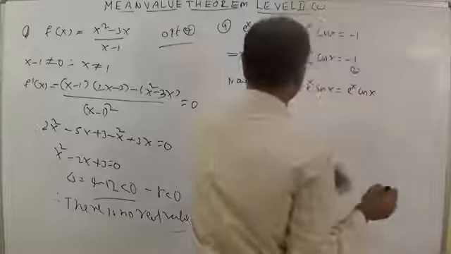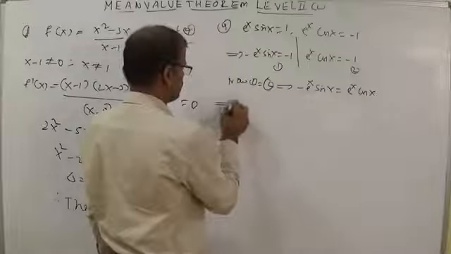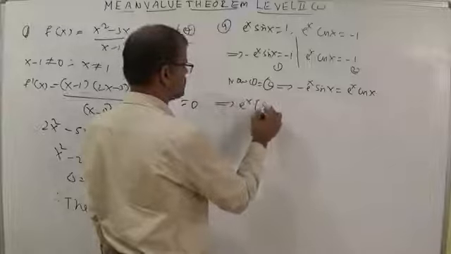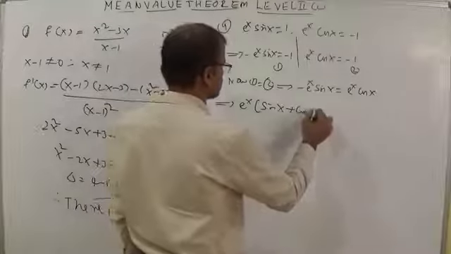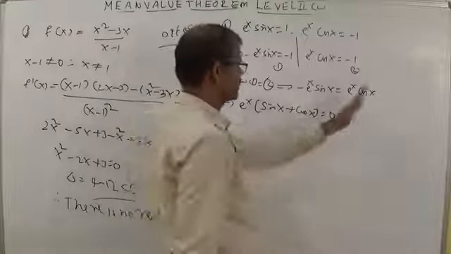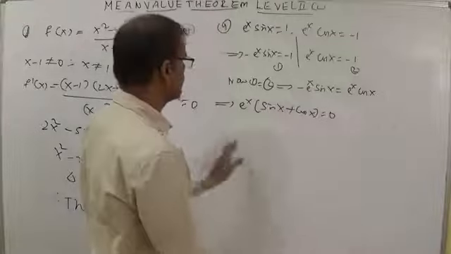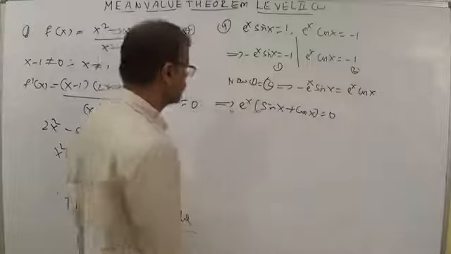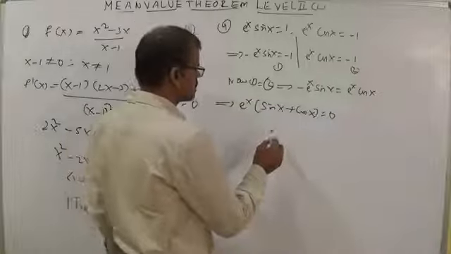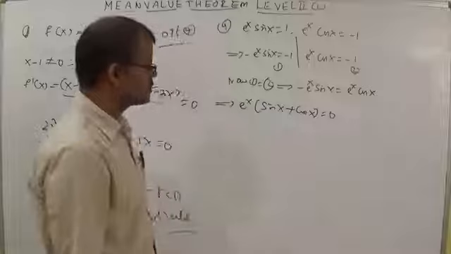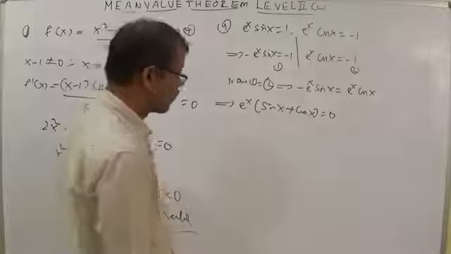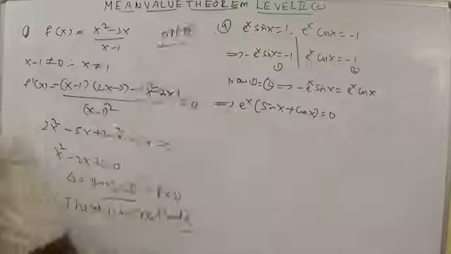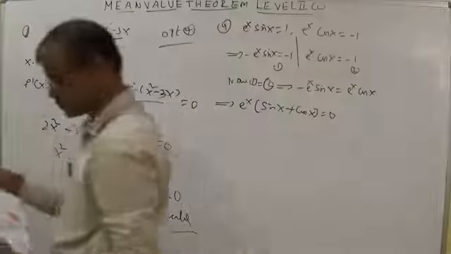This -e^x, taken to this side, becomes a plus. You can say here e^x (sin x + cos x) = 0. This one taken to that side, so e^x = 0, which is not possible. Simply you can say sin x + cos x = 0, so sin x = -cos x. Directly you can write x = -π/4. According to the option, that is verified. x = -π/4.